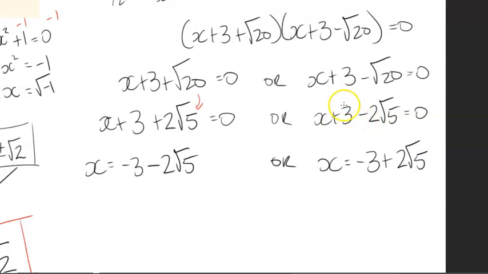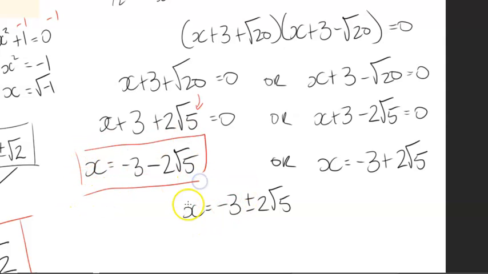Remember, all I'm doing is applying the inverse operation to get x by itself. So I'm subtracting 3 on both sides and then adding 2 root 5 to both sides. Here, subtracting 3 and then subtracting 2 root 5. Again, this can also be written as x is equal to minus 3 plus or minus 2 root 5. All of these solutions will suffice.